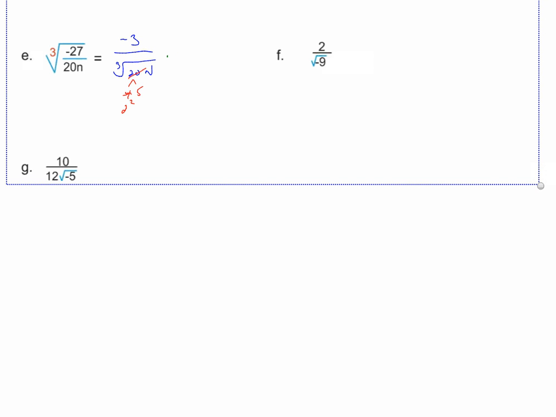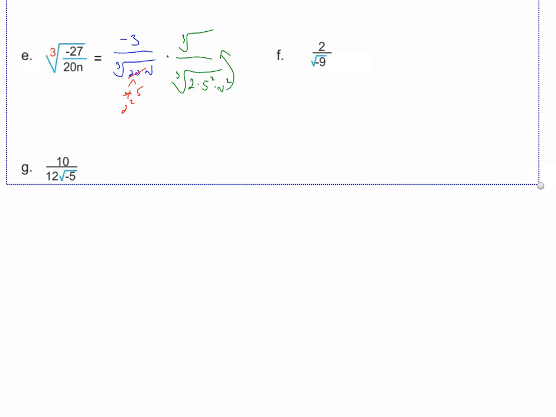So now when I rationalize, again, my index is 3, so I know I need 3 of stuff. I have 2 2s, I need a third. I have 1 5, I need 2 more. I have 1 n, I need 2 more. Does that make sense? Right? Again, we're trying to get 3 of every factor because that's what we can take the cube root of. And again, whatever I do to the bottom, I'll do the same thing to the top.